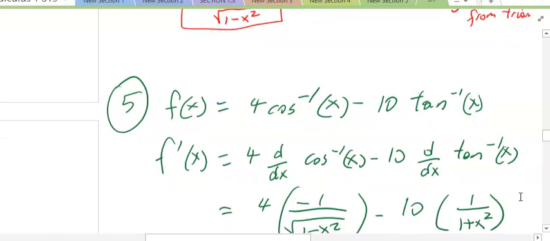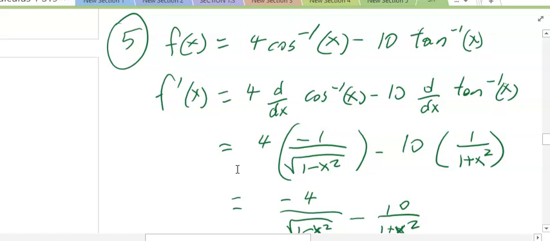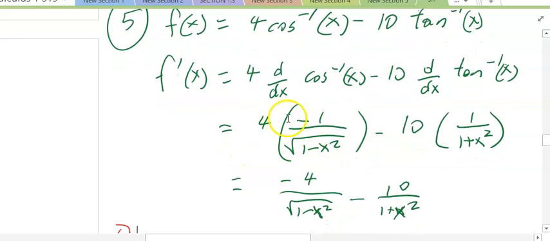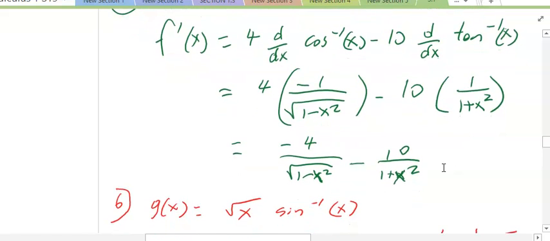And then the derivative of cosine inverse from our table was negative 1 over radical 1 minus x squared. So that's going to be 4 times negative 1 over radical 1 minus x squared, minus 10 times the derivative of tan inverse, which was 1 over 1 plus x squared. And then we try to simplify that as much as possible. So this simplifies to give negative 4 over radical 1 minus x squared minus 10 over 1 plus x squared, and we're done.